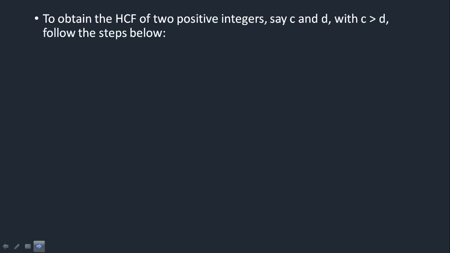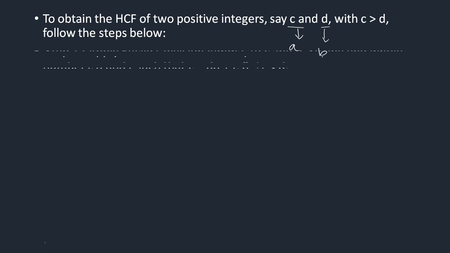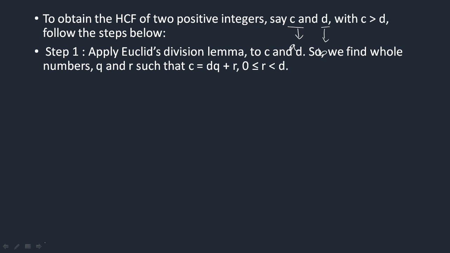In order to obtain the HCF of two positive integers, let them be c and d. Instead of a, we will be using c, and instead of b, we will be using d. So we will be using the following steps. In the first step, we will be applying Euclid's division lemma theorem, that is c is equal to dq plus r, where 0 is less than or equal to r, which is less than d. So we will be obtaining a remainder here.